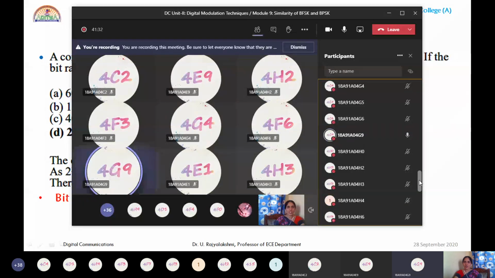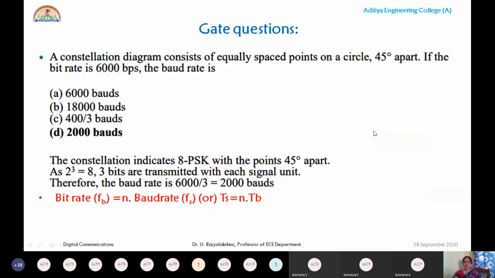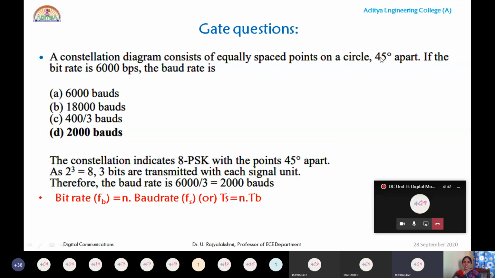Okay, H0: 2 pi by M. Now please tell me for which type of keying technique you will have a phase difference of 45 degrees between two successive points. 8-array. Why? Because M is equal to 8, then 2 pi by 8 equals pi by 4. So the phase difference is pi by 4 if it is 8-array.